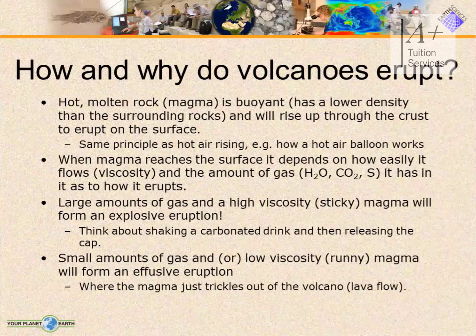How and why do volcanoes erupt? Hot molten magma is buoyant, has a lower density than the surrounding rocks, and will rise up through the crust to erupt on the surface.